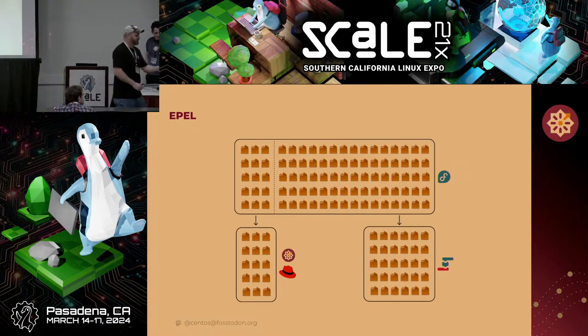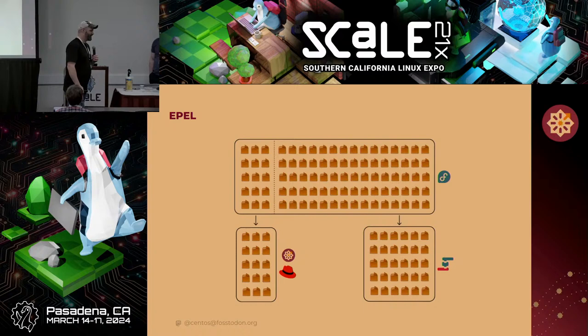Is there ever going to be a time where EPL will take on the status of primary and RPM and YUM will go away, or are all three going to be active for packages? Not as long as I'm working on it. I am an RPM packaging nerd. I like RPM. EPL has always been about RPM packages.